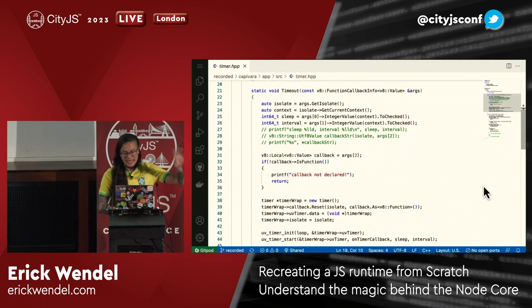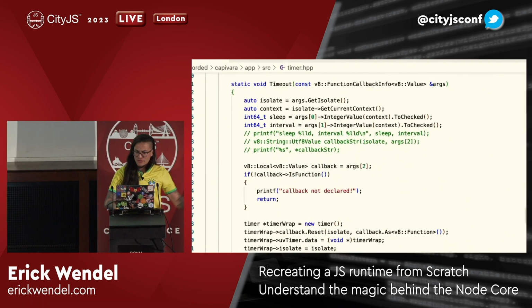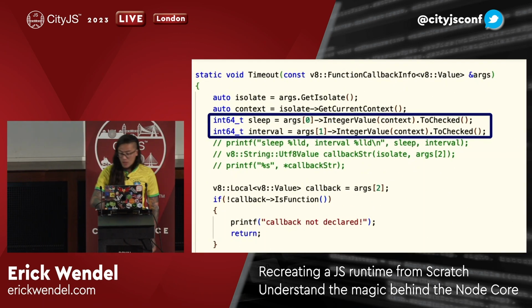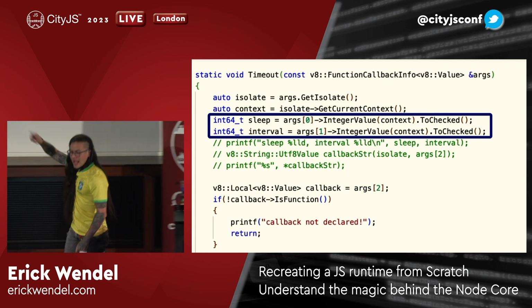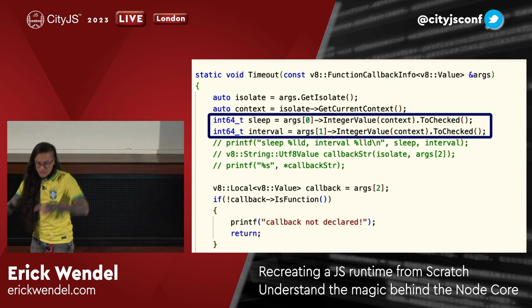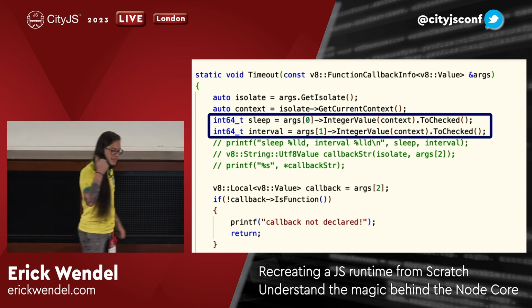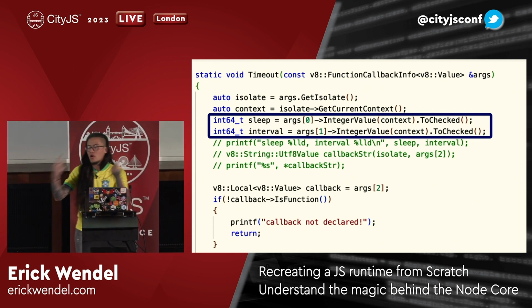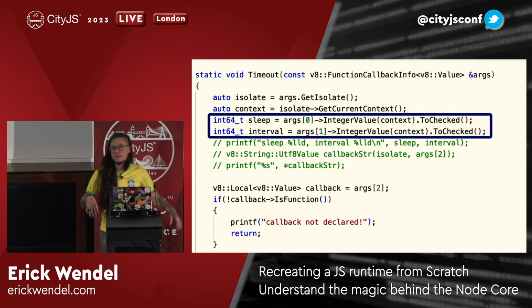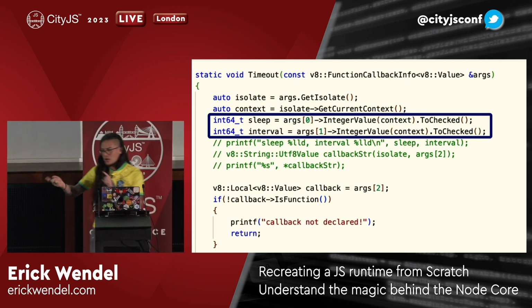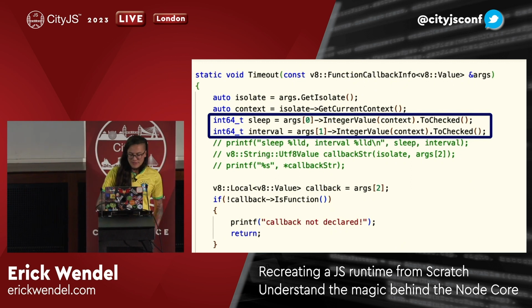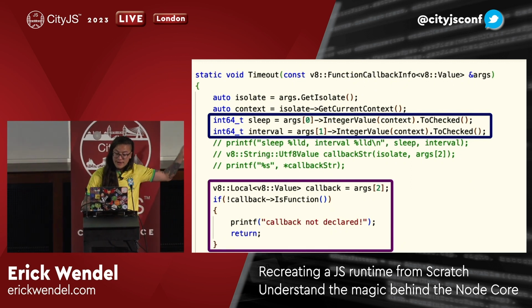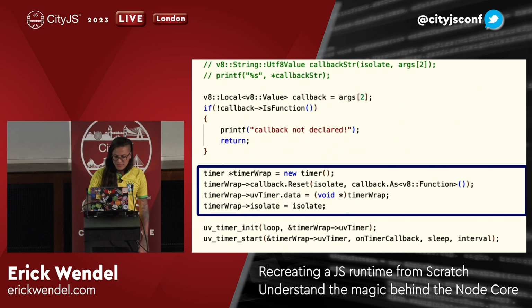So I created a class here. I have all this implementation for you at the end of the presentation as well. But see, on the C++ side, I'm receiving all the values from the JavaScript side. I'm grabbing the sleep and the interval. So internally, we usually use only one function to do both setTimeout and setInterval. The only thing that changes is the numbers that will go there. And we have the callback function that we got from JavaScript.